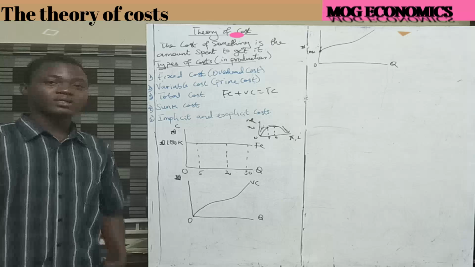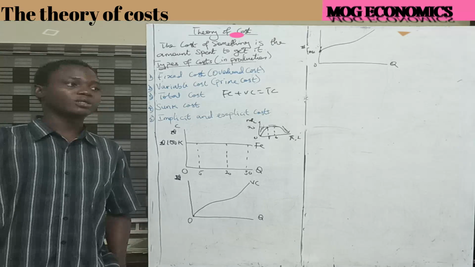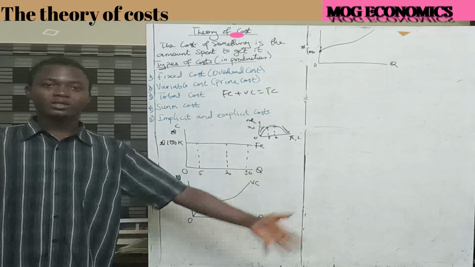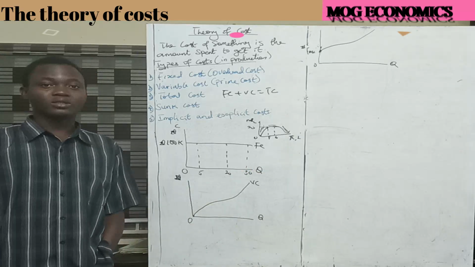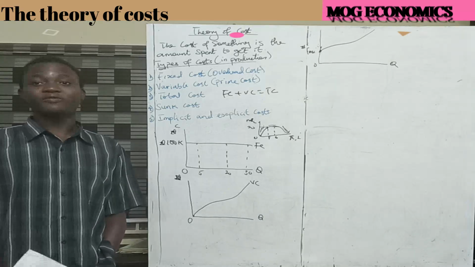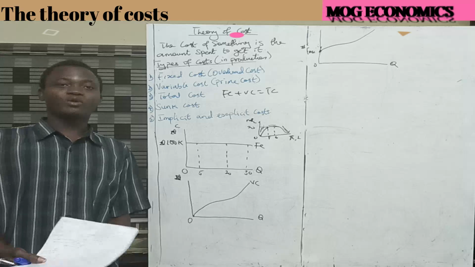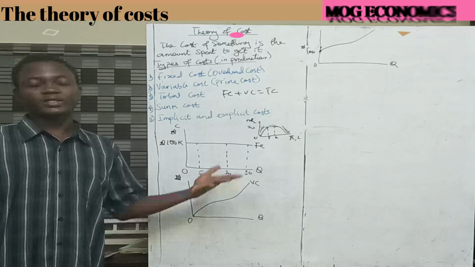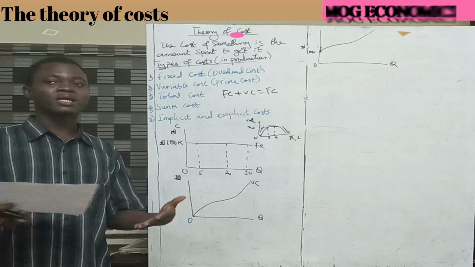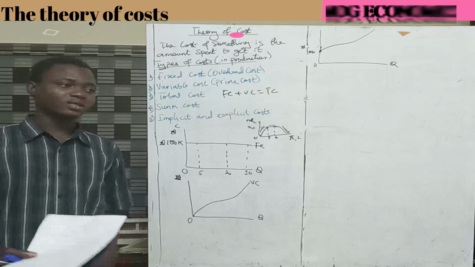So let me assume that this is a classroom and we have 30 students, the optimum number. So it's enough. But let me say the number of students that want to be taught increases to 50. That means this place can no longer occupy them. But if it's difficult for me to get a bigger class, that's short run. I'm limited by the classroom space. So that's an example.